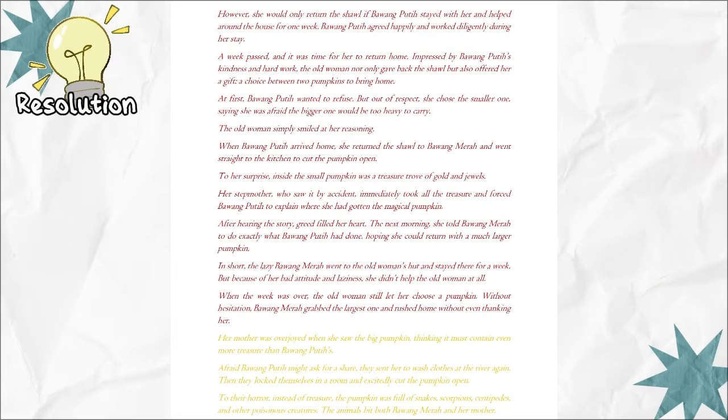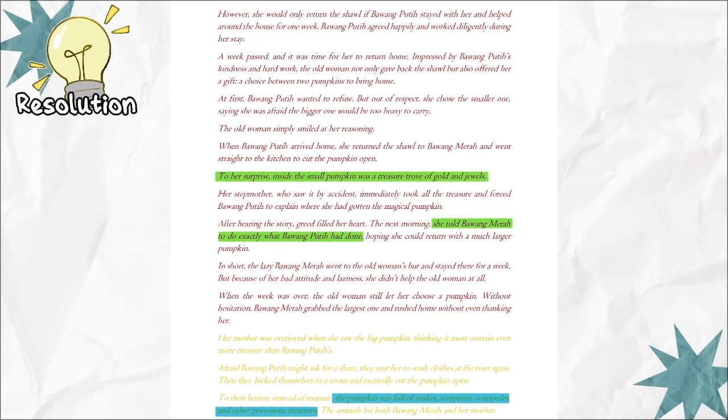This is the resolution. Bawang Putih finds an old woman's hut by the river. The kind old woman helps her, and Bawang Putih works for a week. As a reward, the old woman gives her a choice of pumpkins, and inside the smaller pumpkin is treasure. But then the stepmother sees it, gets greedy, and sends Bawang Merah to get an even bigger pumpkin. However, instead of treasure, Bawang Merah's pumpkin is full of snakes and poisonous creatures. The problem is solved, and both sisters face the consequences of their actions. This is the turning point where everything changes.